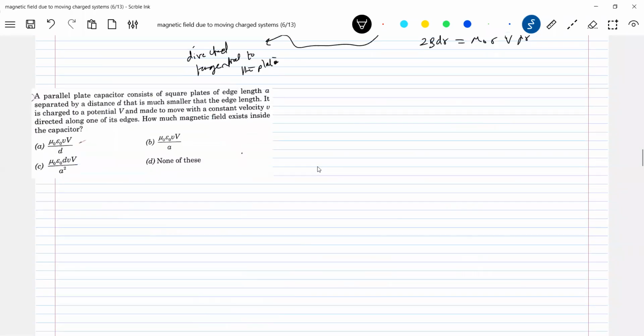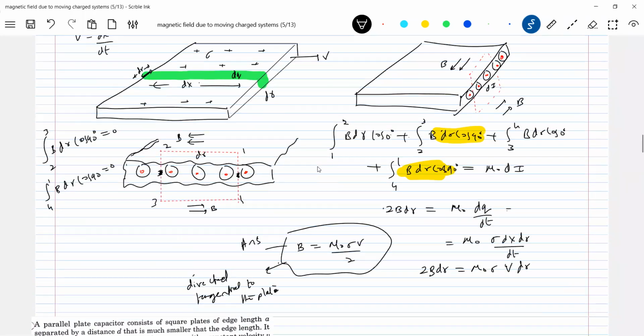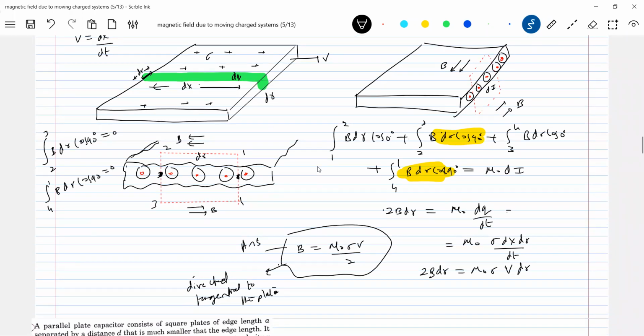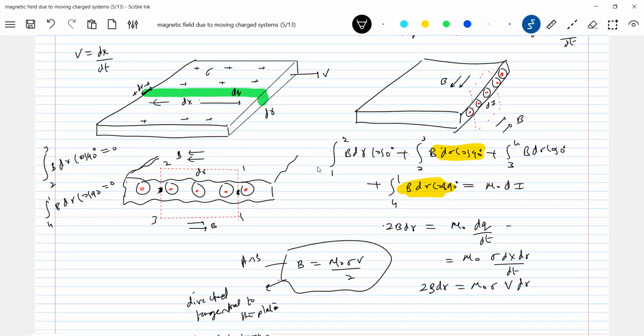Okay, just one small application. Somebody is asking, see once. This dx by dt is what we have replaced with v.